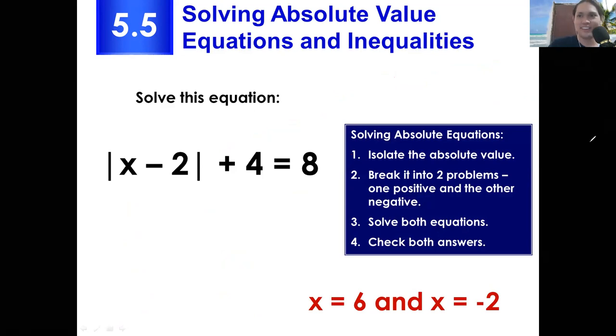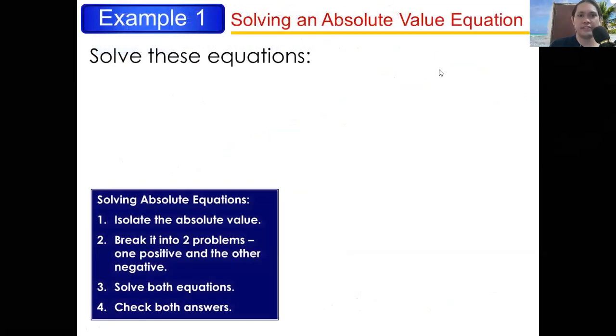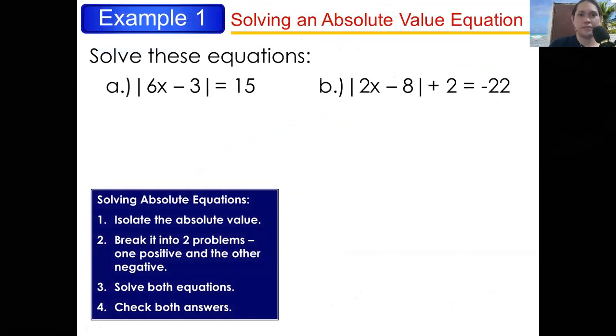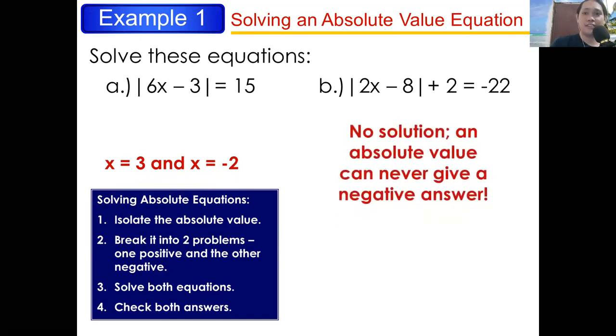Okay, now let's proceed to another example. So this one, I want you to try it on your seat. Solve this equation. So our answer for letter A is x is equal to 3 and x is equal to negative 2. For letter B, there is no solution.